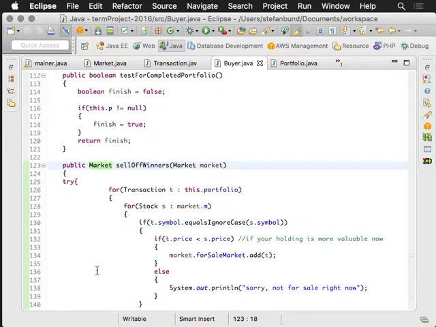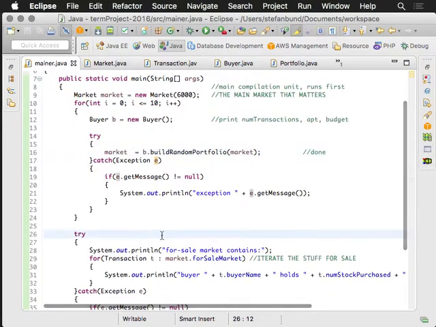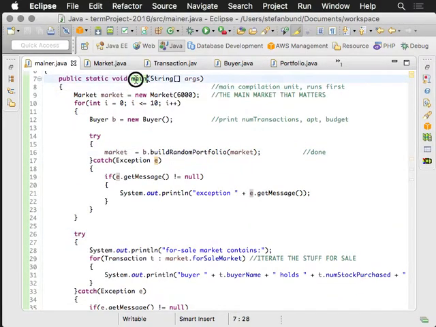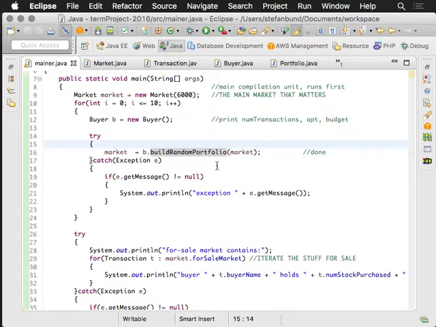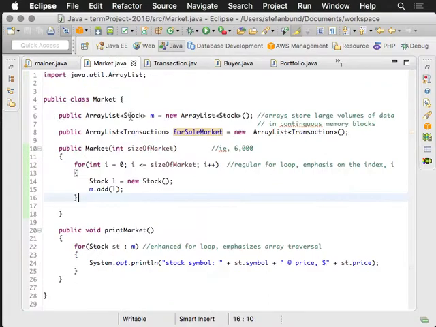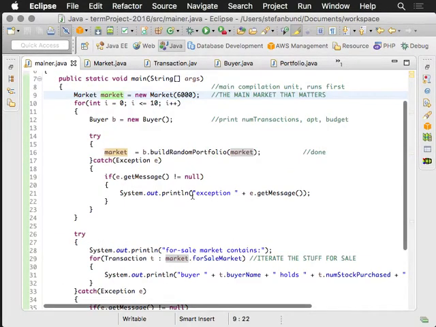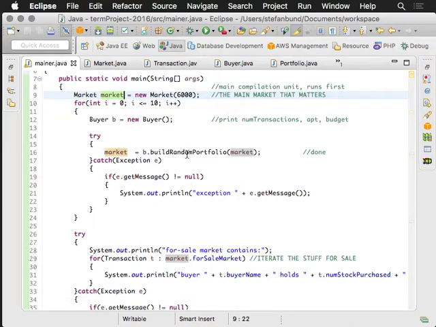So here's the path the market takes. Your market begins here in the main, and then we're going to pass a copy of the market to build random portfolio. What's interesting here is that build random portfolio is going to transform the market, and then it's going to pass it back to the original market, and it's going to change some of the stuff in the market. You're saying, well, what changed? Well, the for sale market expanded for every buyer that created a portfolio.